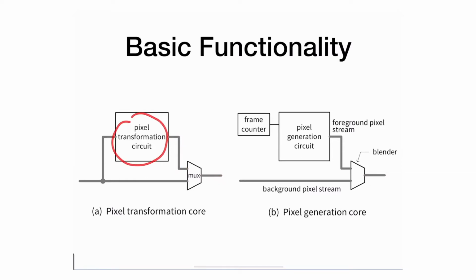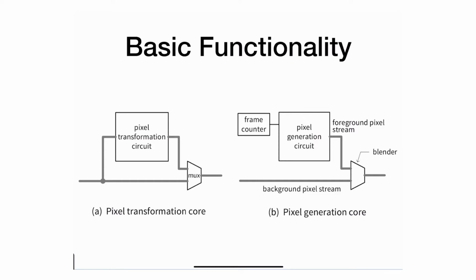Examples of these transformation circuits are changing a color to grayscale, or detecting if a pixel is part of an edge. For example, if you're generating edges and just want to focus on the edges within an image, or maybe you want to increase the brightness of an image. So that's what a pixel transformation core is.